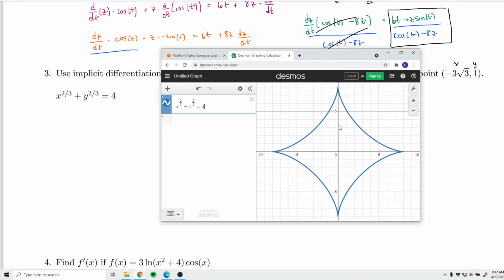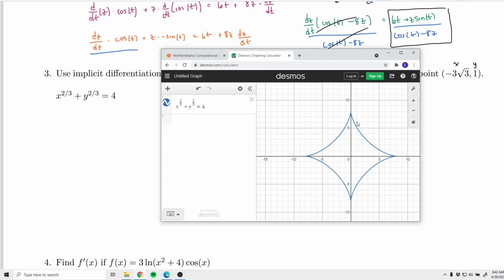Actually, perfect. It does work. x to the 2/3 plus y to the 2/3 equals 4, and you get this diamond shape. It actually stops completely up here.